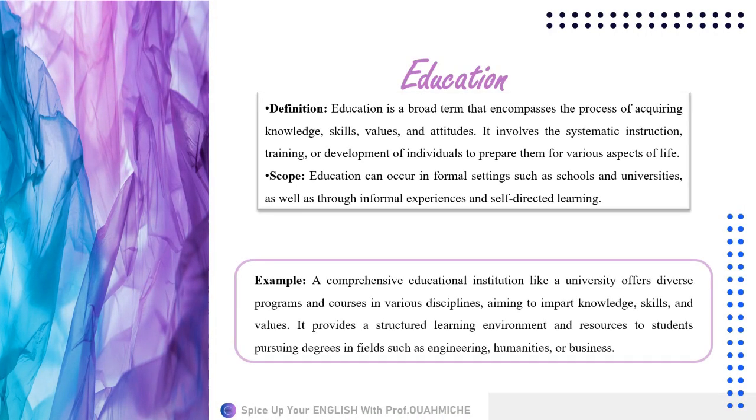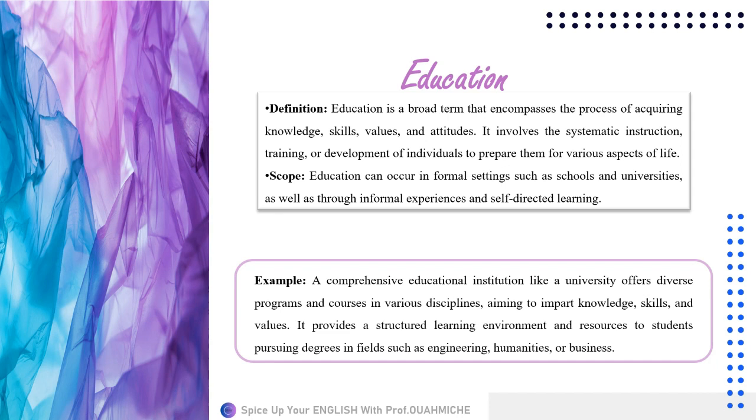Education is a broad term that encompasses the process of acquiring knowledge, skills, values, and attitudes. It involves the systematic instruction, training, or development of individuals to prepare them for various aspects of life. The scope of education is that it can occur in formal settings such as schools and universities, as well as through informal experiences and self-directed learning.